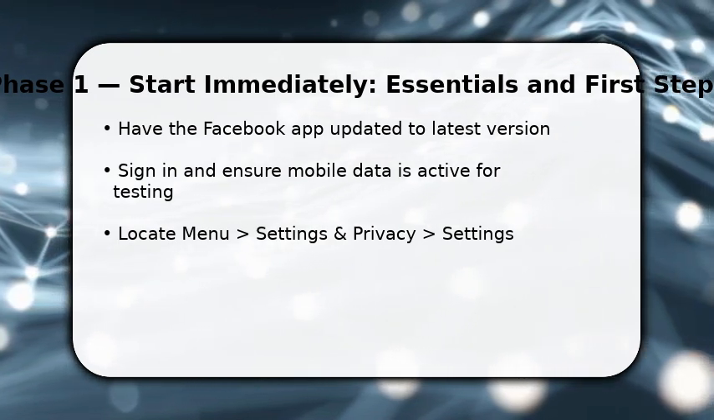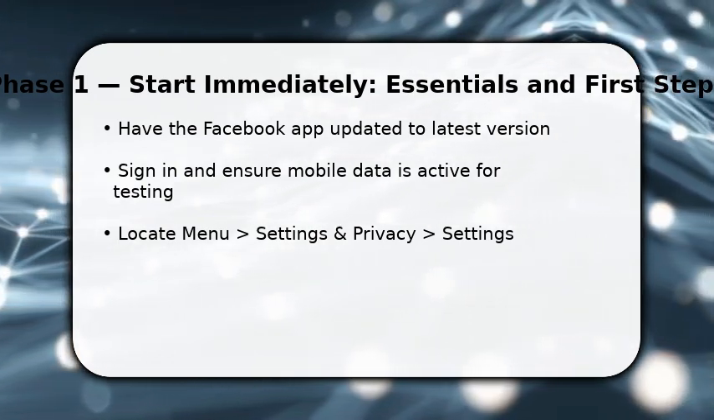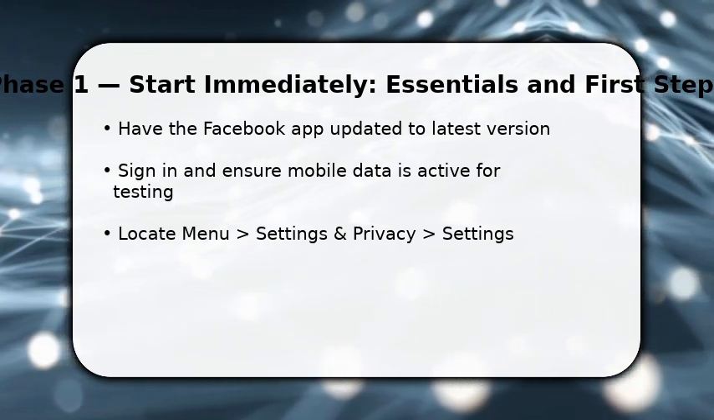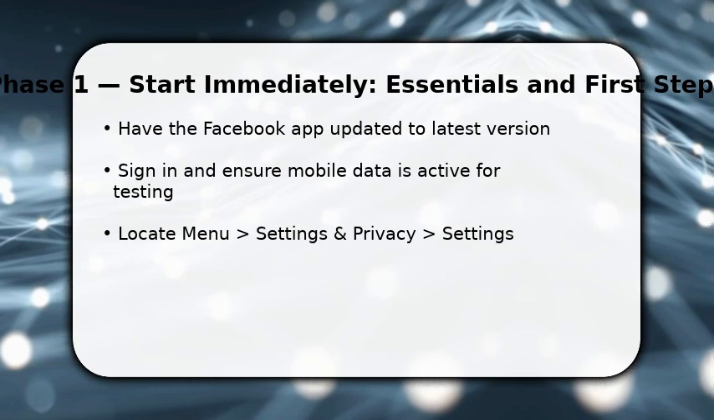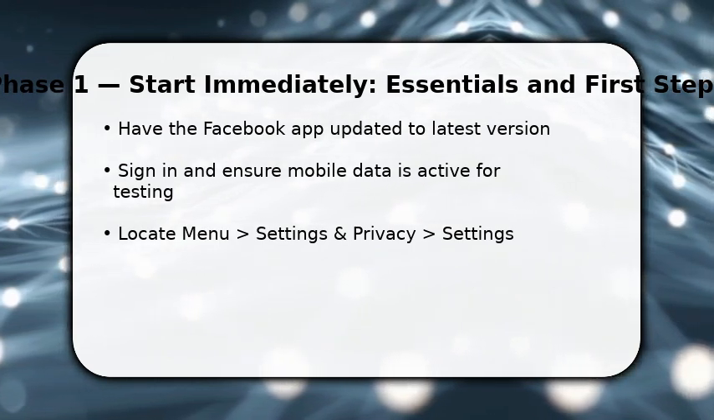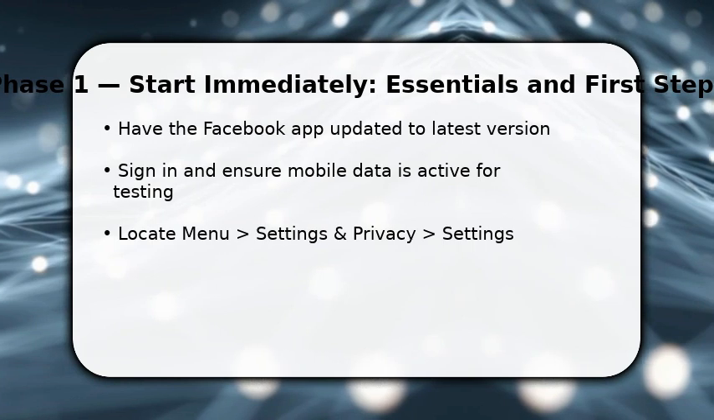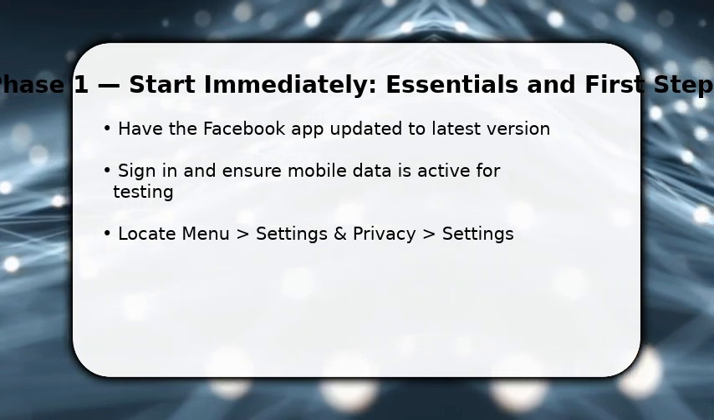Make sure you're on mobile data so you can test changes live. Otherwise, toggle Wi-Fi off briefly. Now navigate to Media and Contacts or Media and Preferences. That's where the first actionable toggle's live, so keep going.